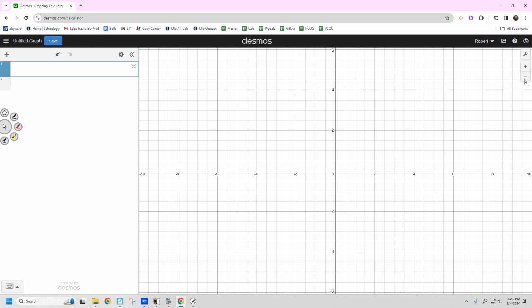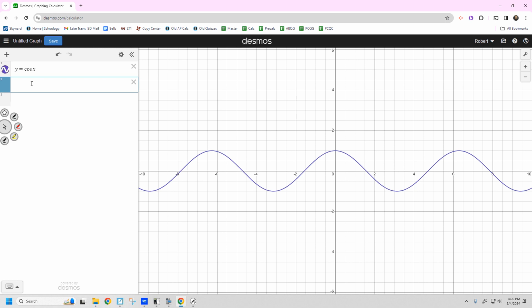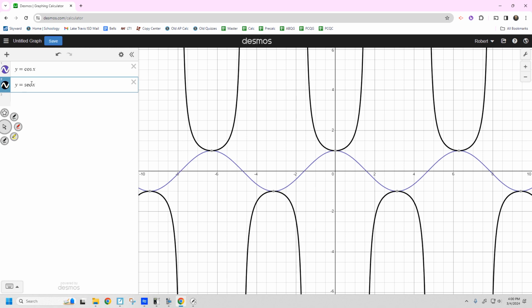You don't memorize this graph. You understand this graph. You guys understand cosine x's graph, hopefully. Maybe you have this one memorized. You don't memorize secant's graph. You understand why secant's graph fits on top of cosine's graph the way it does.